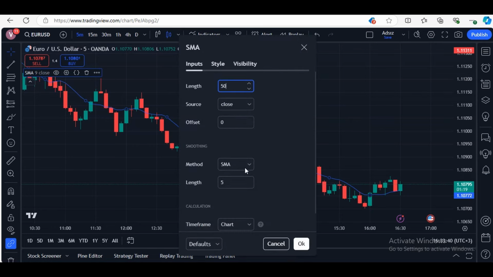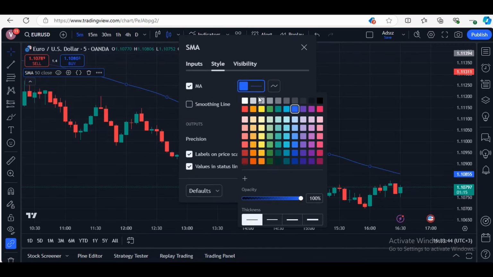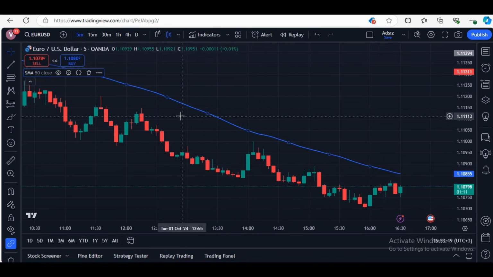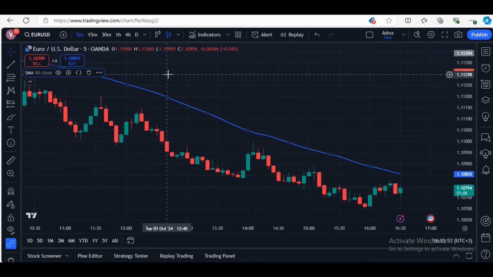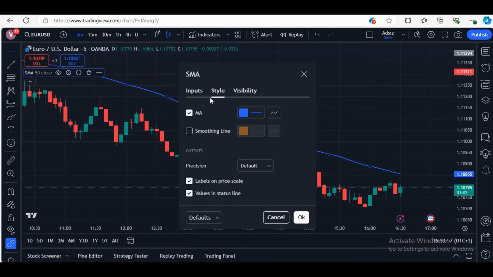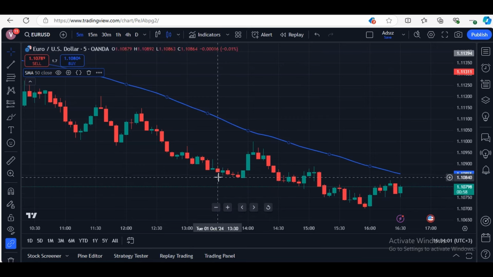I am showing it again from the beginning. After adding the simple moving average, let's edit its settings. Hover over the indicator name in the top left corner, and the settings panel will open. Change the input section to 50. You can also change the style settings if you want. This is how I use it.